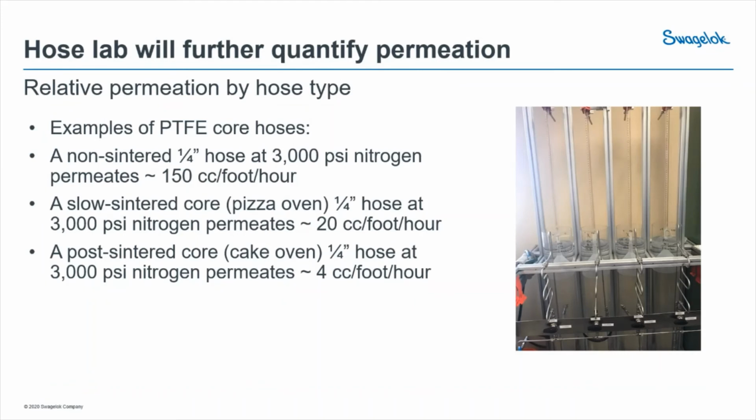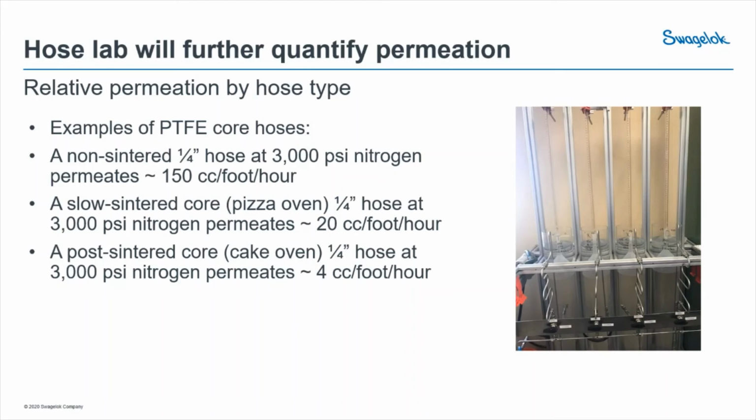So let's get into the examples here. This is actually a really interesting slide. A non-sintered hose, 1/4 inch at 3000 psi nitrogen, permeates about 150 cubic centimeters per foot per hour, which is roughly 3 golf balls. I looked it up. At standard conditions, that's about 3 golf balls worth of gas. Compare that to a slow sintered core, same conditions, same length of hose, which permeates 20 cubic centimeters per foot per hour. And then a post-sintered at the same conditions, 4 cubic centimeters per foot per hour.